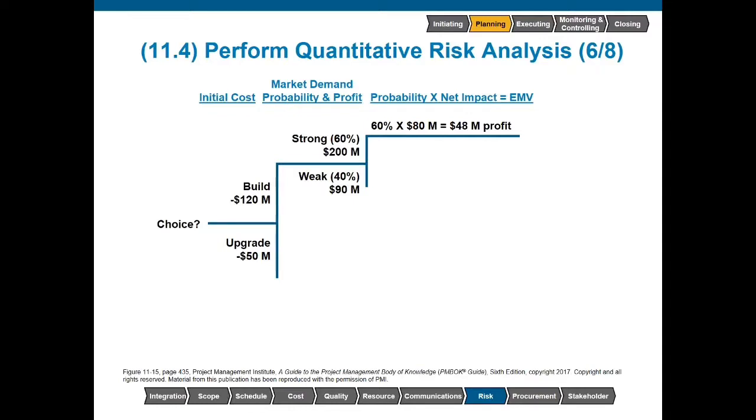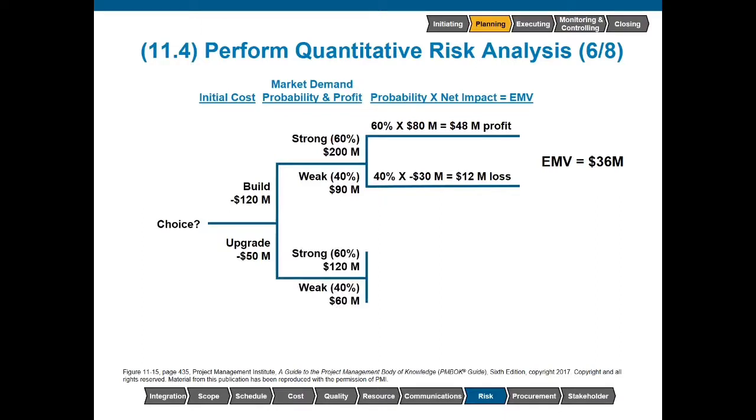If we take that $200 million and subtract the initial $120 million investment, then we actually have an $80 million impact. So if we take that 60% probability and multiply by the $80 million impact, we end up with an expected monetary value of $48 million. Now, if we have a weak market, the $90 million, we'd still have to take away the $120 million initial investment. So there's a 40% chance of a $30 million loss. So the expected monetary value would be negative $12 million. The expected monetary value of this branch of the decision tree totals $36 million.